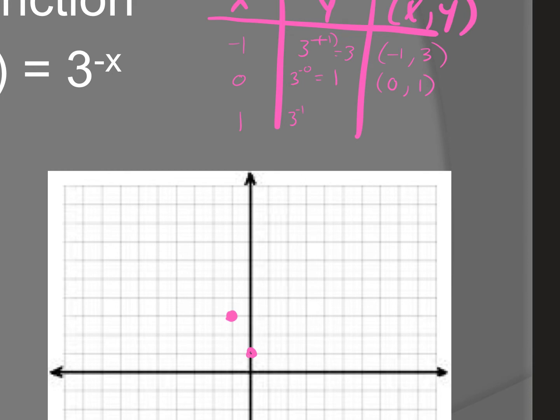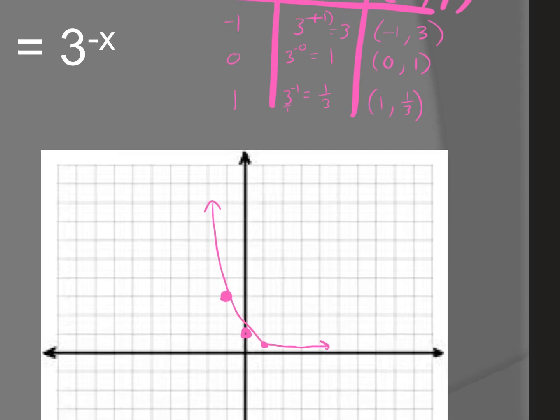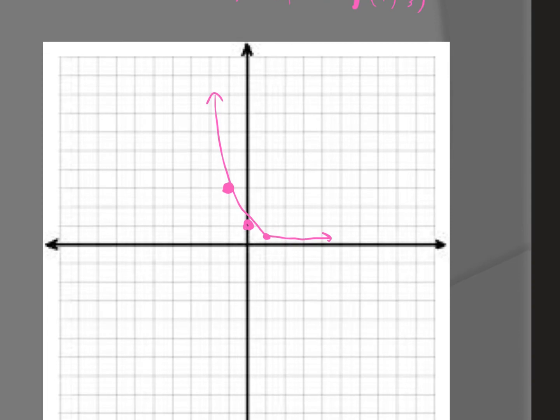So 3 to the power of -1. A negative exponent means that we have to take the reciprocal of 3. So instead of it being 3 over 1, it's now 1 over 3. So we just flip whatever number that is. So here, I plugged in 1 and got 1/3. So I'm going to go to the right one and up 1/3. Then I can connect my dots. So my graph gets really, really close to 0, but never touches, and it goes up exponentially quick.